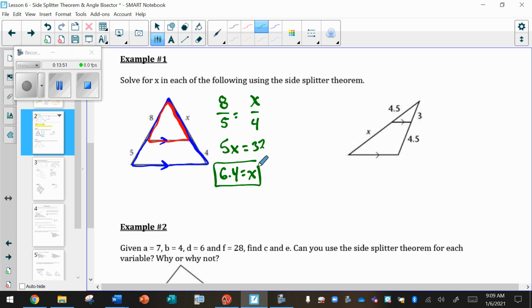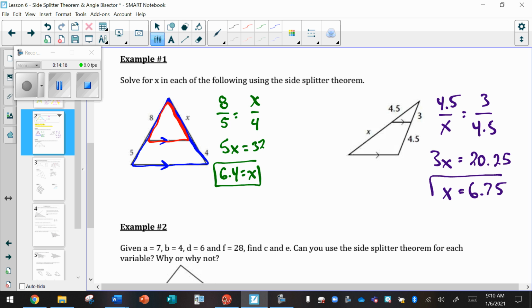All right. So why don't you try the second example here. Pause it, try it, and then come back and I'll show you. So we have 4.5 over x on the left side and 3 over 4.5 on the right side. You're going to cross multiply. You need your phone or your calculator to do 4.5 times 4.5. And then you divide by 3 and get 6.75 as your final answer.